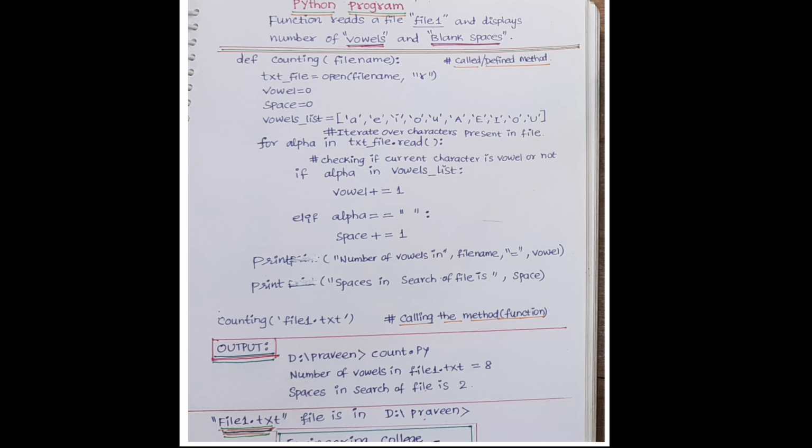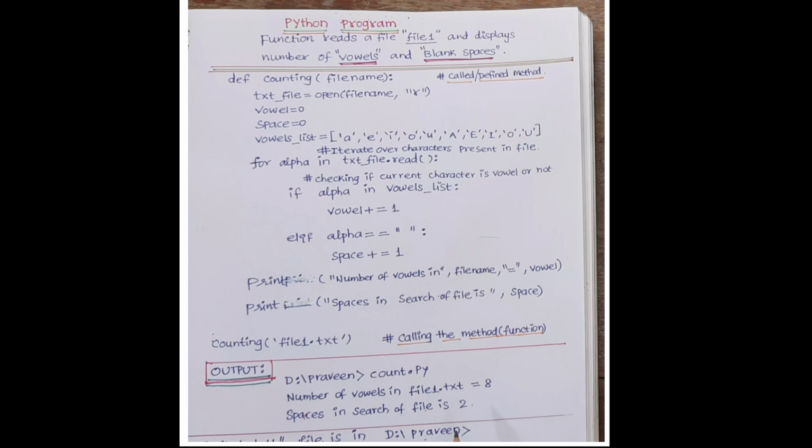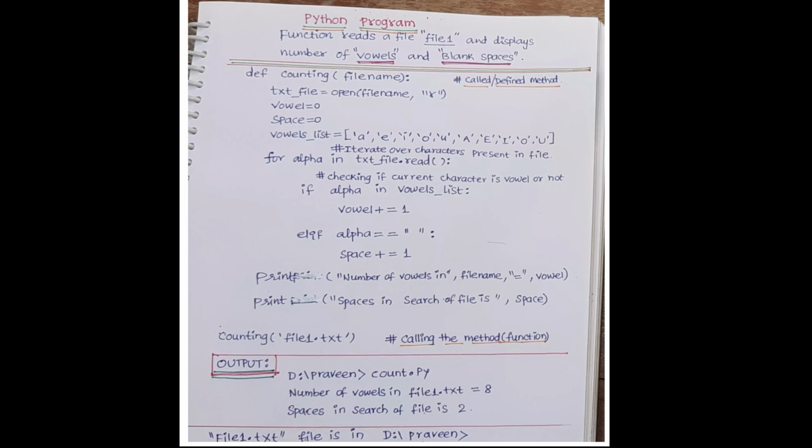In that file, "engineering college" is there. You see here in this file, what is there in file1.txt? "Engineering college" is there. At the beginning, we have to create this file. After creating this file, now we have to do our program.